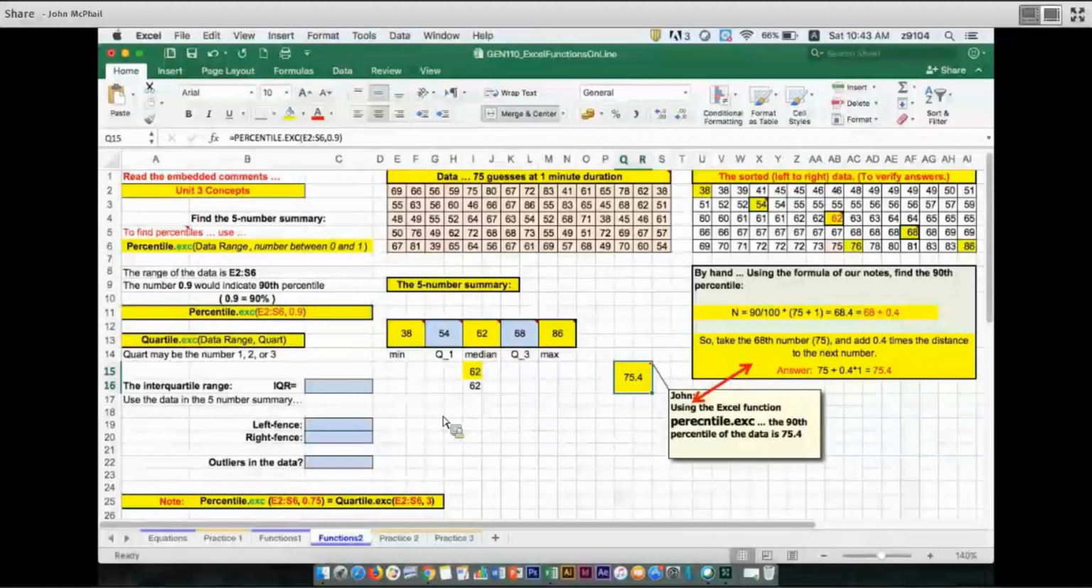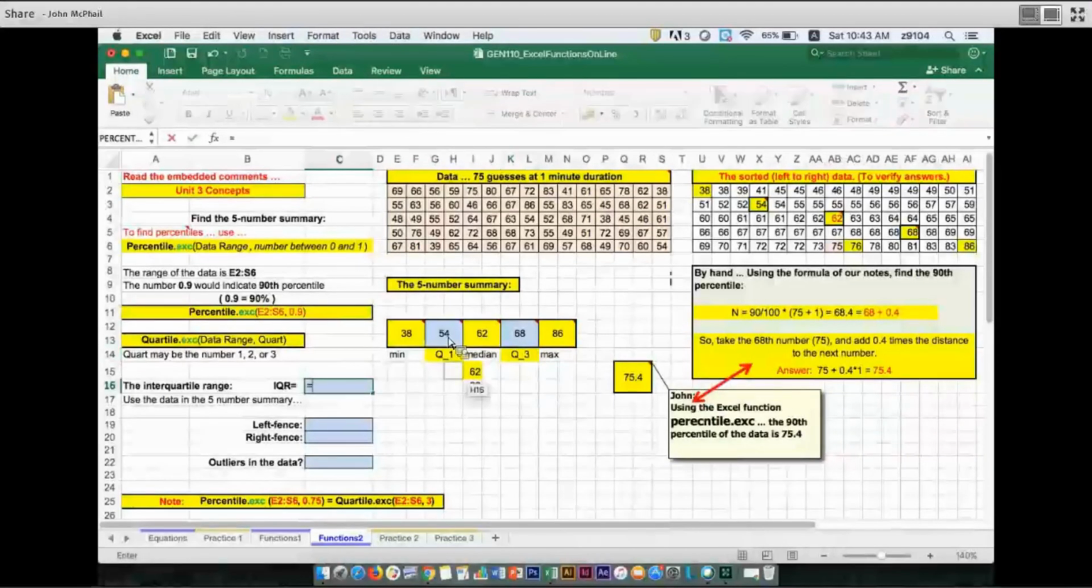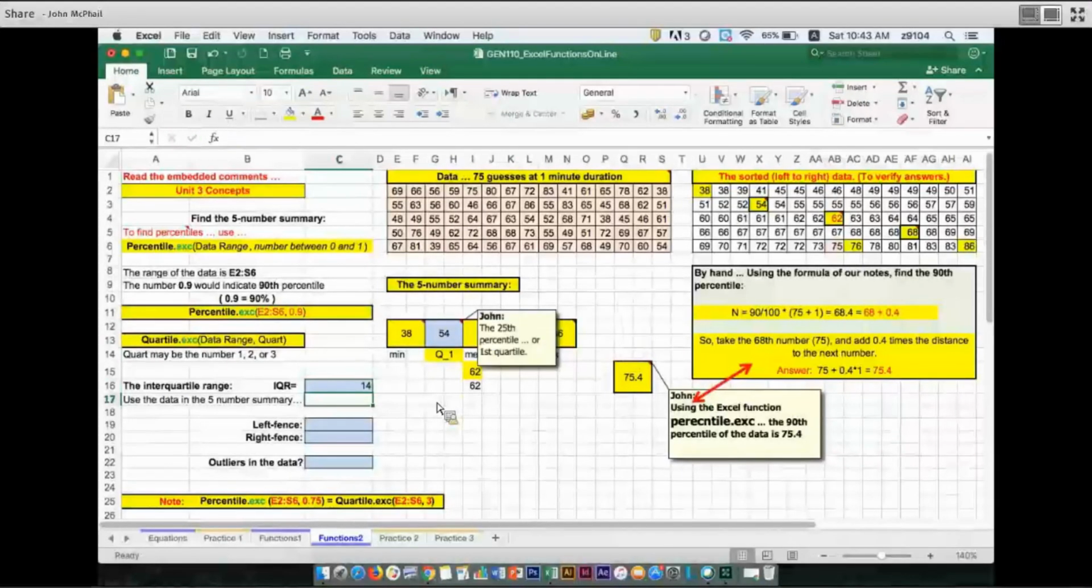When you make a 5-number summary, frequently the next step is to draw a box and whisker plot. In the box and whisker plot, the box goes from Q1 to Q3, the first quartile to the third quartile. And so the interquartile range is computed as Q3 subtract Q1, 14 units. The distance from the first quartile to the third quartile is 14 units. The box of the box and whisker plot goes from the first quartile to the third quartile.